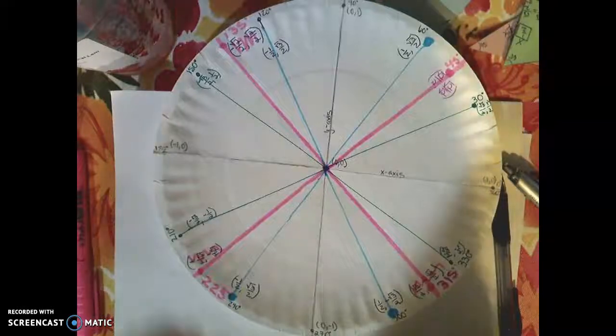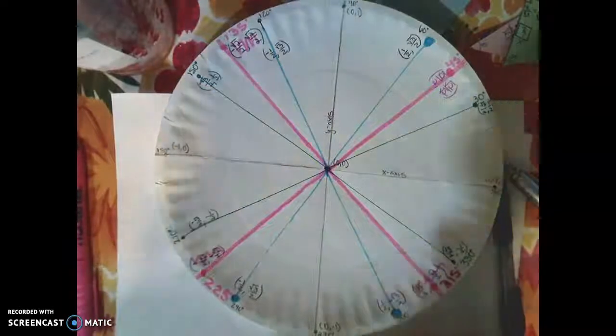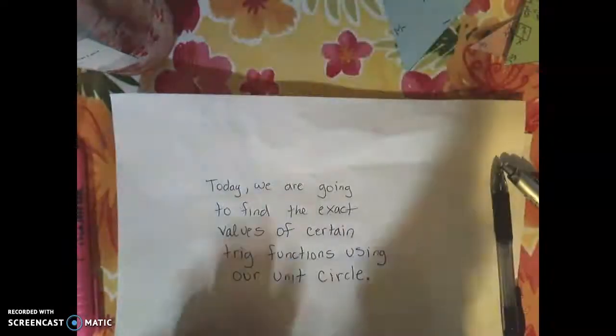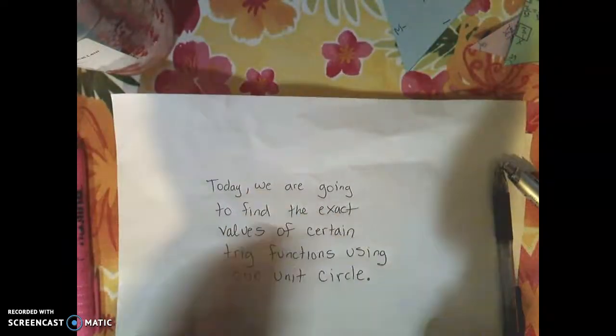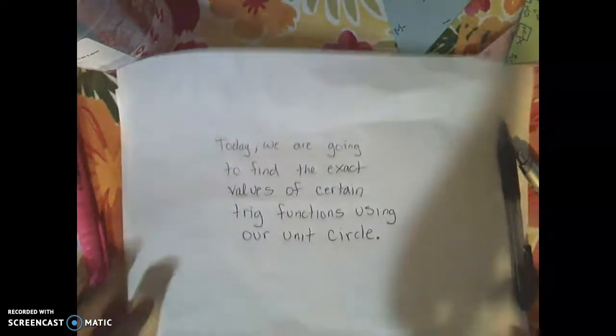Okay. So now that our unit circle is basically done, what we are going to do today is find the exact values of certain trig functions using our unit circle.